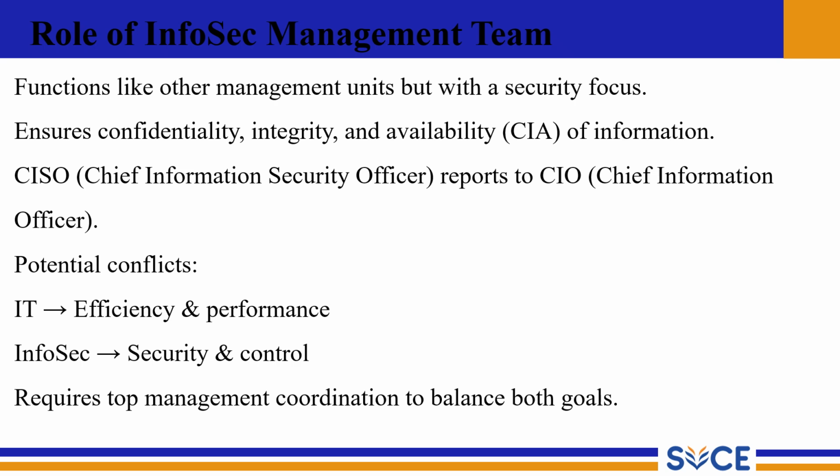So, to manage this balance, most organizations have a chief information security officer who leads the information security team and usually reports to the chief information officer. But because both roles have different priorities, conflicts can arise. That's why communication and alignment at the executive levels are so crucial.